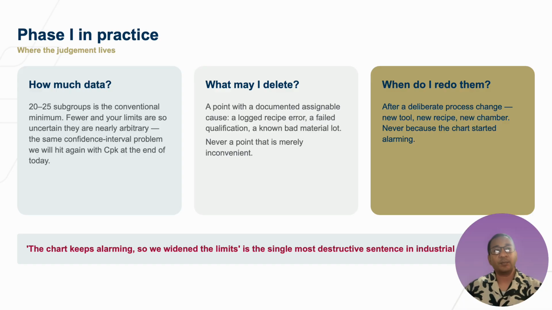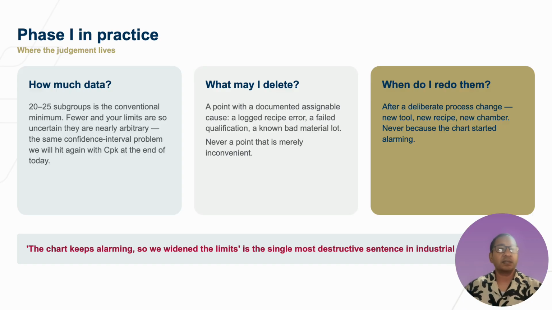What may I delete? A point with a documented assignable cause: a logged recipe error, a failed qualification, a known bad material lot. There should be a record you can point at. Never a point that is merely inconvenient. If you cannot find a cause, the point stays and your limits are wider, and that is honest. When do I recompute? After a deliberate process change: a new tool, a new recipe, a chamber rebuild. "This chart keeps alarming, so we widen the limits" is the single most destructive sentence in industrial SPC.